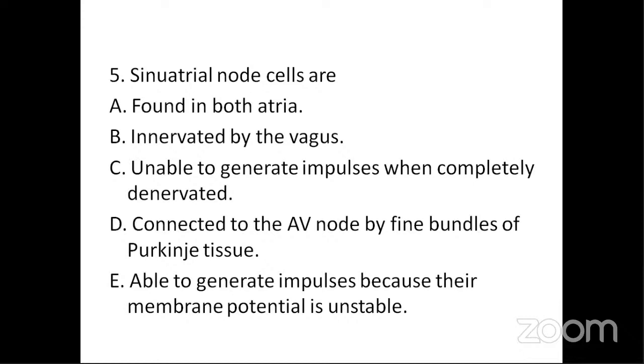It is false. Purkinje tissue is confined to the ventricles. Atrial fibers conduct impulses from the SA node to the AV node. So that is false. Able to generate impulses because their membrane potential is unstable. Yes, it is true. Impulse generation is due to spontaneous diastolic depolarization of the cells. So E is true. Coming to the next question.